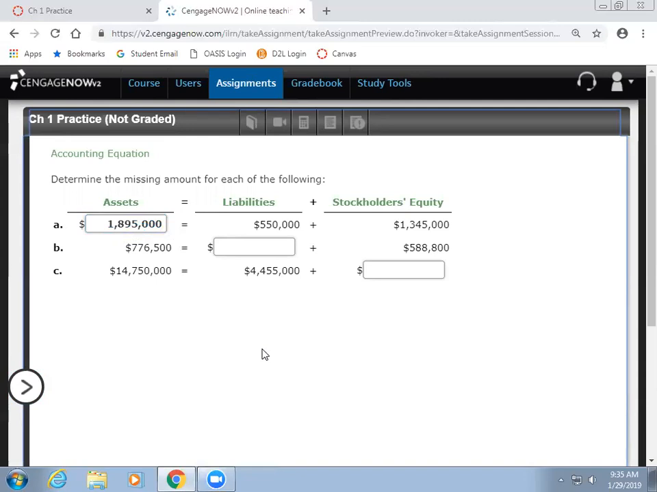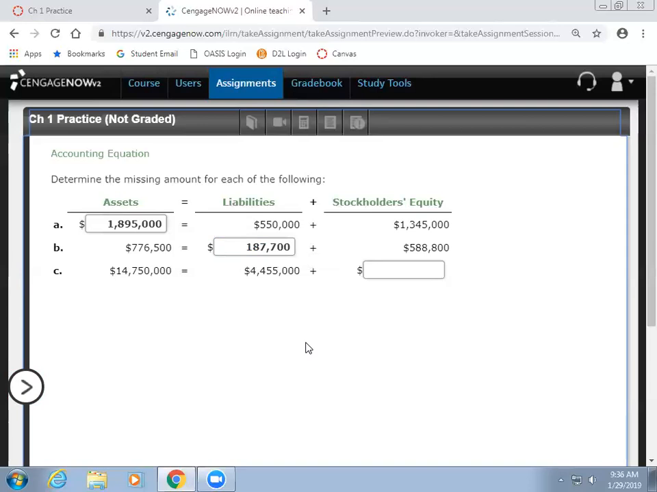On B, we have assets of $776,500 and stockholders' equity of $588,800. So what would I do to solve for liabilities? Subtract 588 from the 776. Very good. Yeah, I would take 776,500 minus 588,800. So to solve for liabilities, I just subtract equity from assets, and you should get $187,700. Okay, and that'll put our accounting equation in balance.